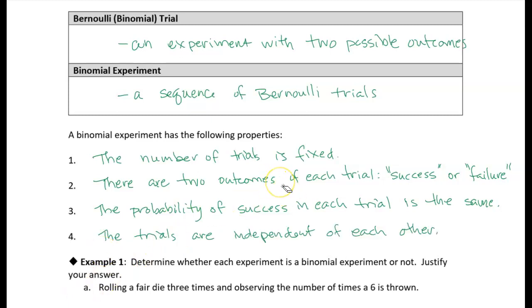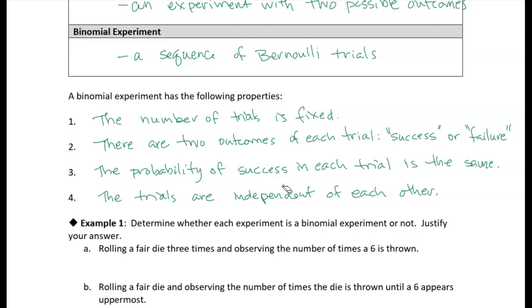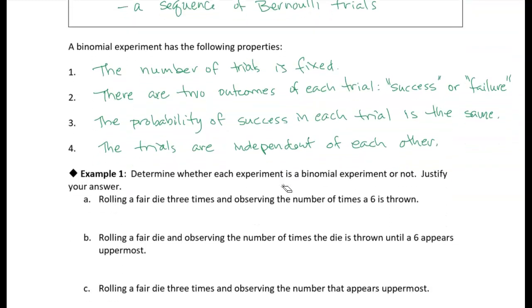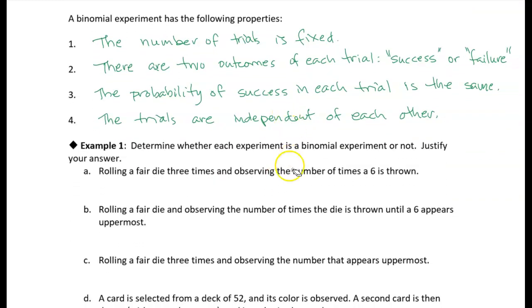All right, so let's move on to example 1, and we're going to practice identifying binomial experiments given these properties. All right, so we have descriptions of several different experiments here, and let's just try to identify whether they're binomial or not. So the first one is just rolling a fair die 3 times and observing the number of times a 6 comes up. All right, let's go down our list of properties and just check them off and see if they meet that property.